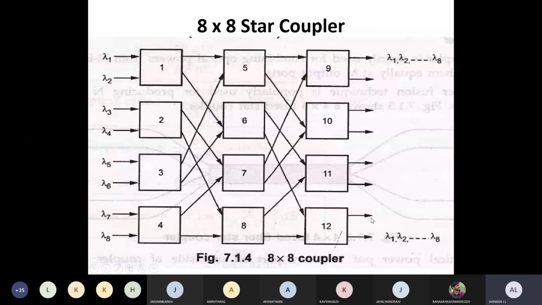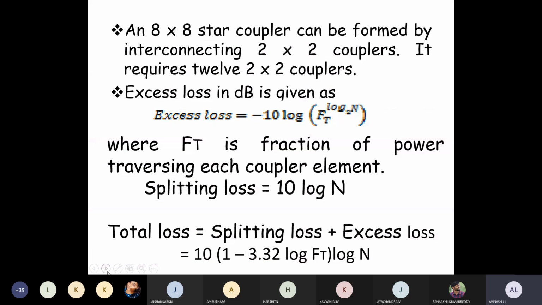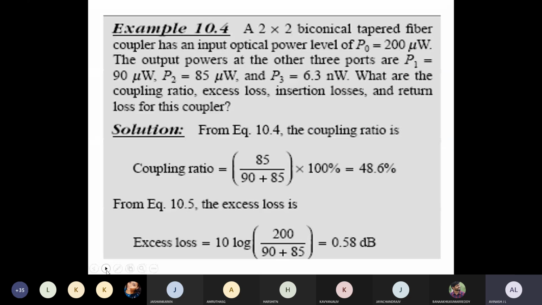Okay, the 8x8 coupler. What exactly you can see from this 8x8 coupler is that the 2x2 coupler is a fundamental thing in the 8x8 coupler. The 2x2 couplers are arranged in such a manner that 12 2x2 couplers have been taken, and then we have designed the 8x8 coupler. That is exactly the concept. Next, the 8x8 coupler can be formed by interconnecting so and so. And this numerical also we have seen.